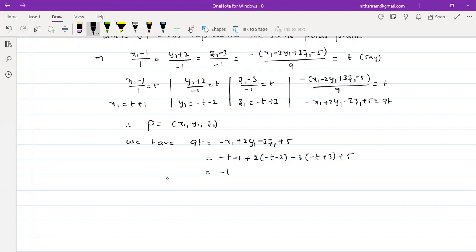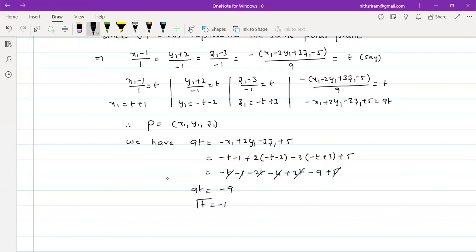So on simplification, minus t minus 1 minus 2t minus 4 plus 3t minus 9 plus 5. On simplifying the t terms, minus 3t plus 3t gets cancelled. Minus 1 minus 4 minus 9 plus 5 gives minus 9. So on the LHS we have 9t is equal to minus 9, so t is equal to minus 1.